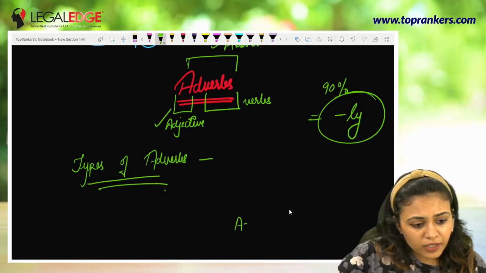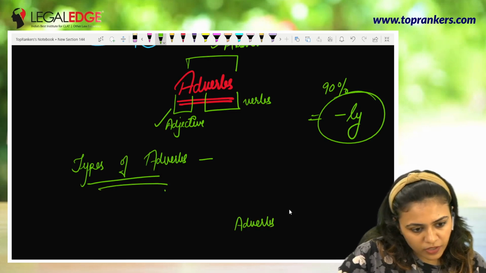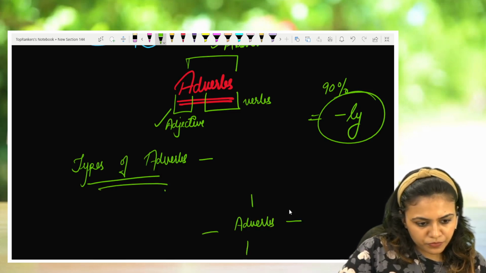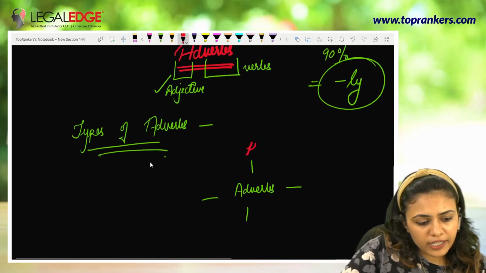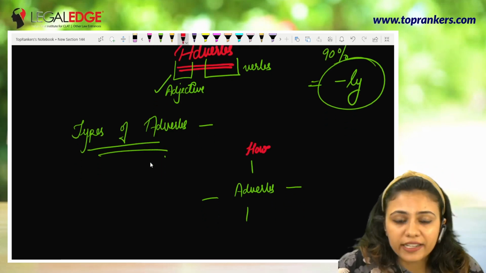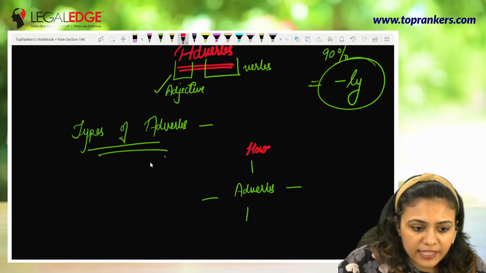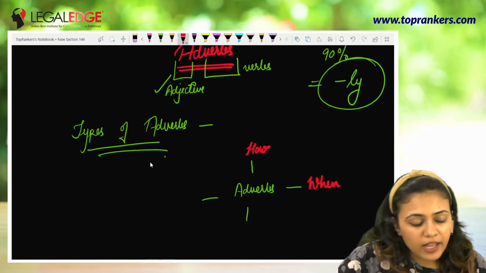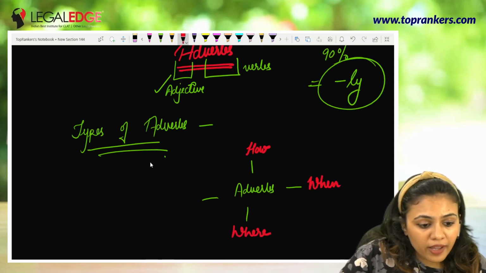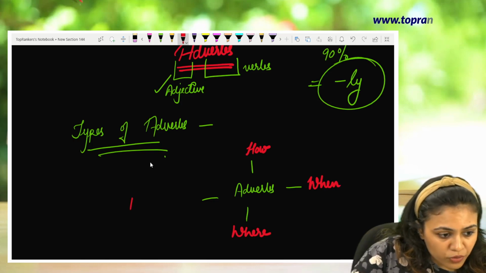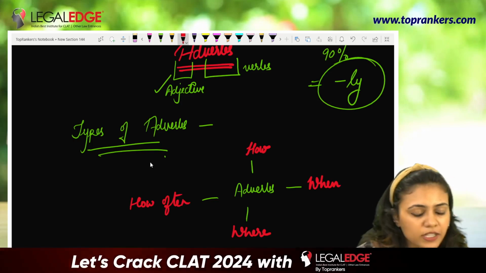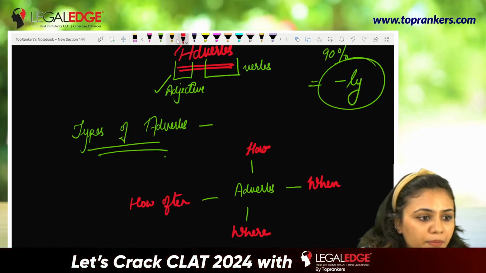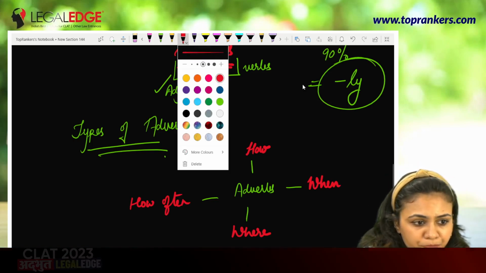Primarily, there are four. The first one tells you about how an activity has happened. Second tells you about when. The third one tells you about where. And the fourth one tells you about how often a particular activity happens. Okay? Let's see some examples here to understand this better.